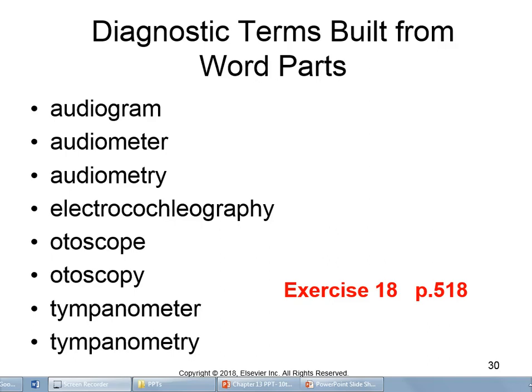Try exercise 18 on page 518, just to get a use of each one of these. And so depending on where you might have suspected hearing loss, they might use different procedures and instruments to check it out.